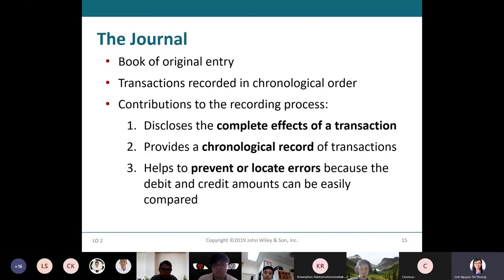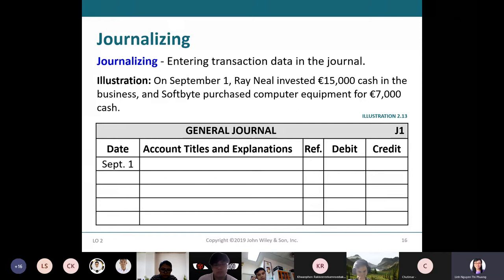All right, so let's learn how to journalize a transaction. I would like Jason to read for us the illustration. Jason, please. On September 1, Raniel invested 15,000 cash in the business, and SoftBuy purchased computer equipment for 7,000 cash. So Raniel invested 15,000 cash in the business.